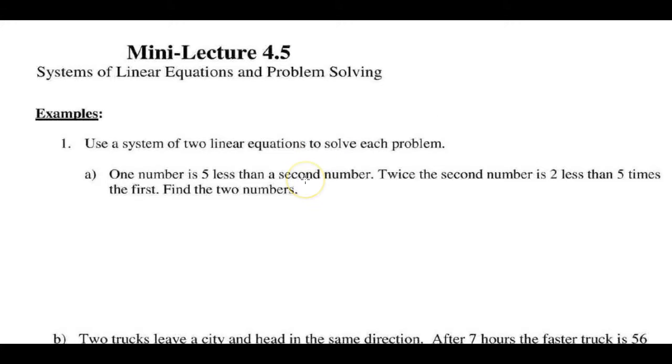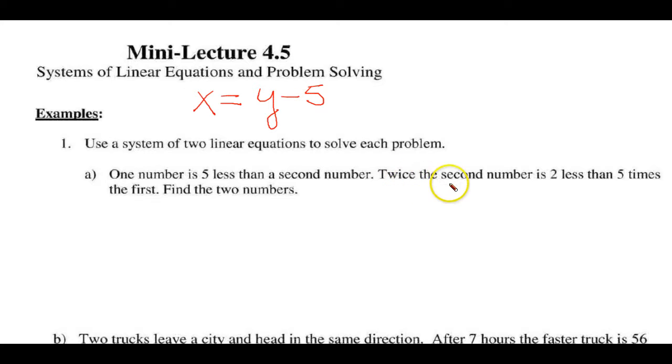One number is 5 less than a second number. And since you are allowed to use two equations, we'll have the one number be x is 5 less than a second number. Well, the second number is y and 5 less. So there's your first equation.